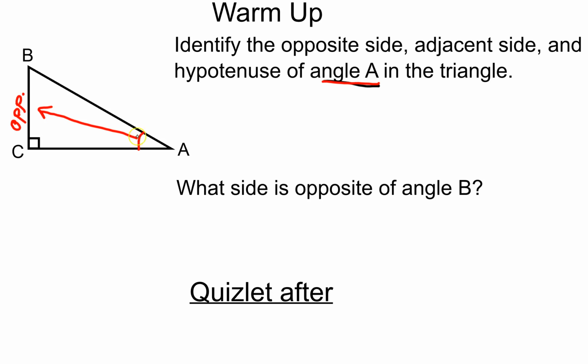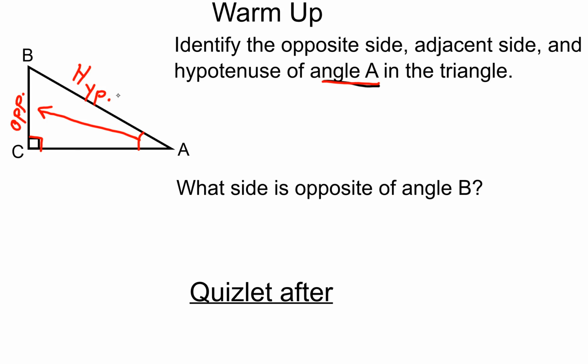Then we're going to find the hypotenuse. So the hypotenuse, remember, is always the longest side of the triangle. And it's also opposite that right angle. So hypotenuse is always where the right angle is pointing. So that's going to be our hypotenuse for angle A. That's going to be AB.